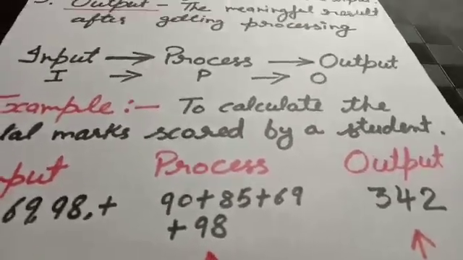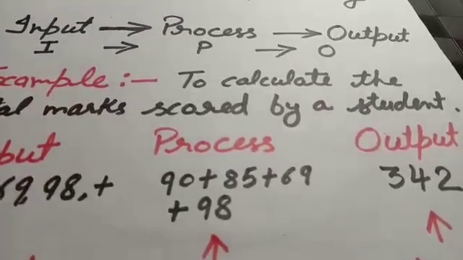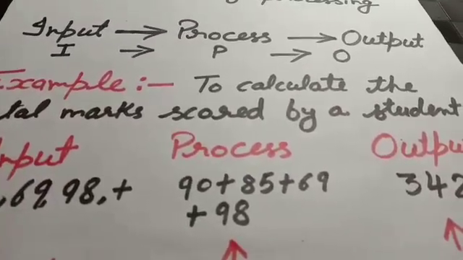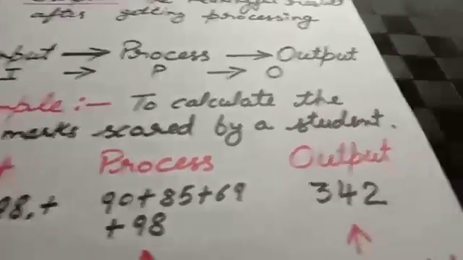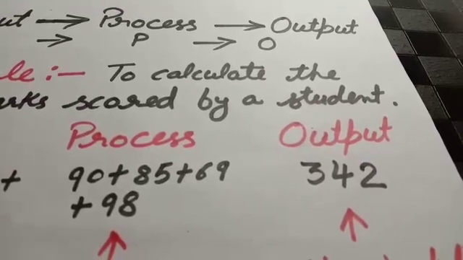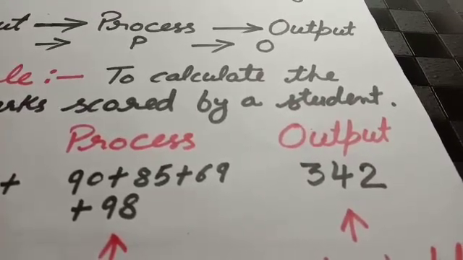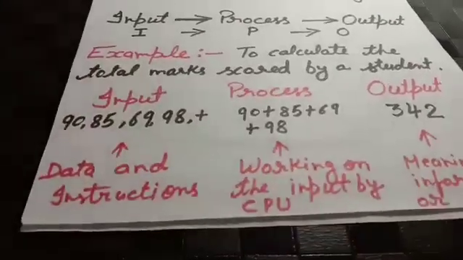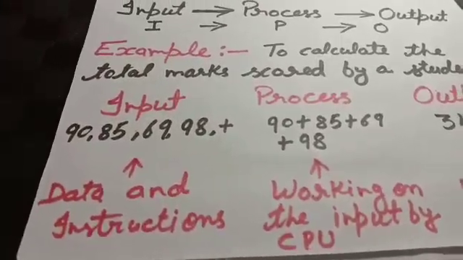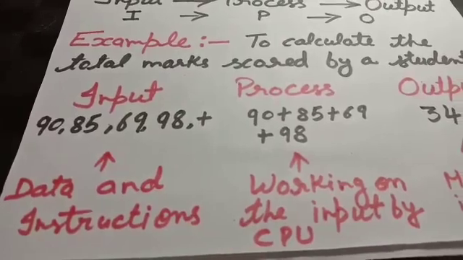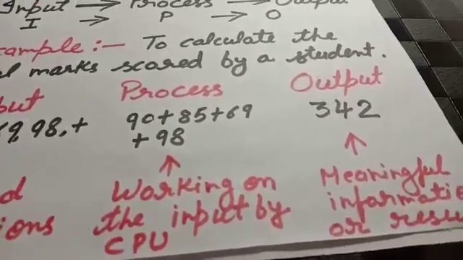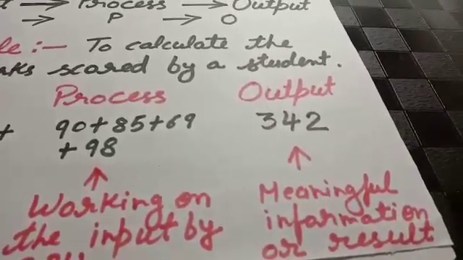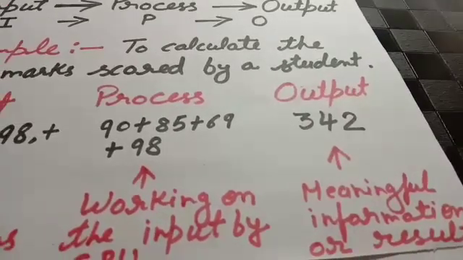What is the part of process? 90 plus 85 plus 69 plus 98. This is done by the CPU. Output: 342. This is the result, meaningful information. Input was data and instructions, meaning these numbers. Process was the working on the input by the CPU, that is the adding process. Output is meaningful information or result, that is 342.